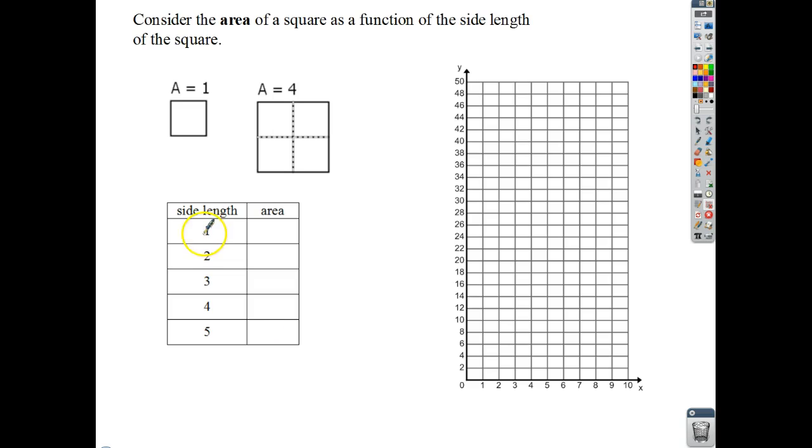Okay, so side length 1, what would be my area? Okay, well here's the area, right? If my side length is 1, then it's going to be 1 square unit, okay? Whatever this is. If this is 1 inch, then this is going to be 1 square inch. If this is 1 centimeter, 1 square centimeter. If this is 1 mile, it would be 1 square mile, okay? This is a unit square then, okay?